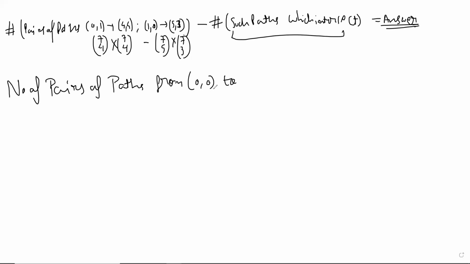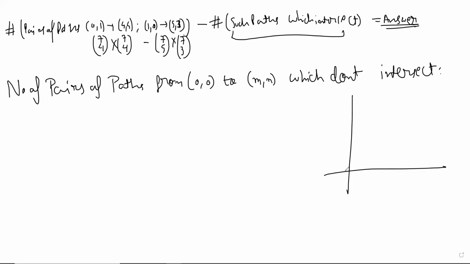Number of pairs of paths from 0,0 to m,n which don't intersect. Well, don't intersect in between. So can anybody tell the answer to this? Everybody knows the answer in a sense, but can we say it quickly?